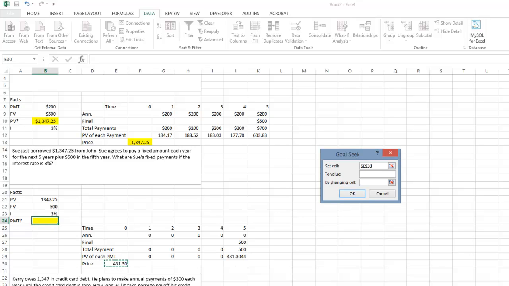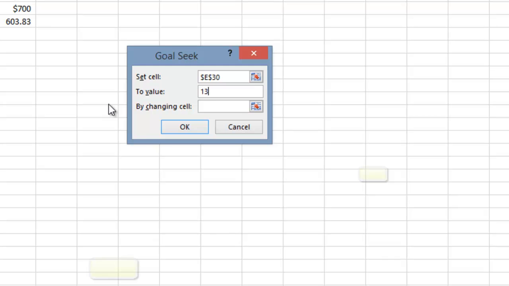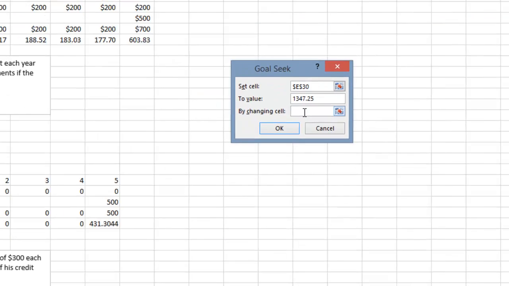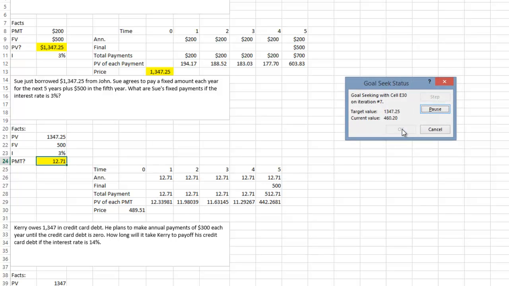this cell right here, the $431, and I want it to be equal to my 1347.25, and I want to do that by changing the payments. And I'll go ahead and hit OK, and it runs, and it finally gives me an answer of $200.